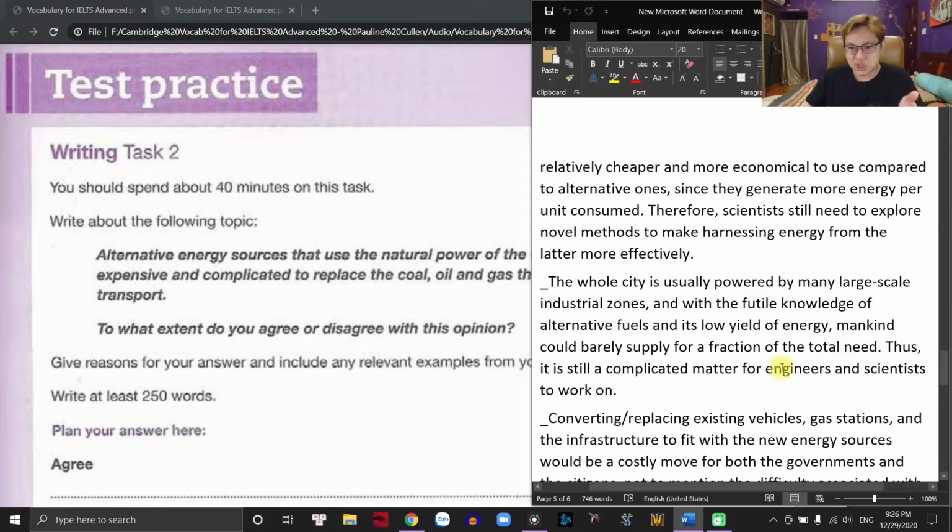Barely supply for a fraction of the total need means like you can only supply a very small percentage of the total need. And this one leads to what? Another one, cause and effect. You see? Là một quan hệ nhân quả nè. Vì thế, it's still a complicated matter for engineers and scientists to work on. Vì thế, nó vẫn còn là một cái vấn đề phức tạp cho những người kỹ sư và khoa học để mà có thể nghiên cứu tiếp.